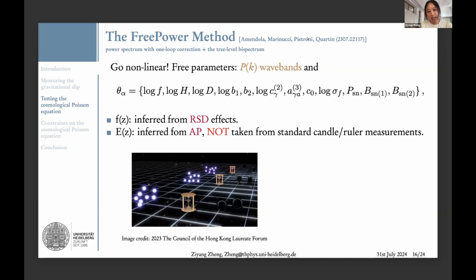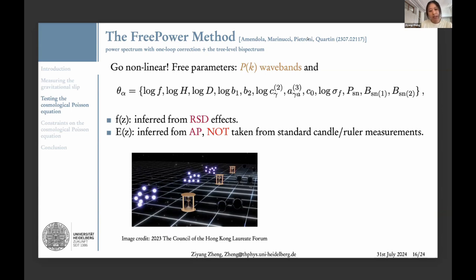And the interesting thing is, in the end, it is possible to isolate this f in a fully model-independent way once we jump into the nonlinear regime and parameterize the power spectrum in terms of wavebands. So essentially, there's also no assumption on the shape of the power spectrum, and therefore no assumption on the initial condition of the universe.